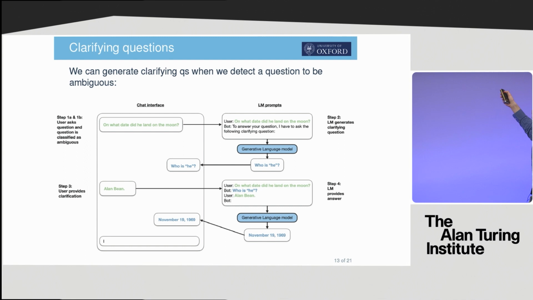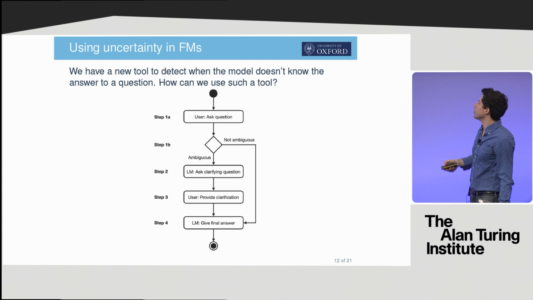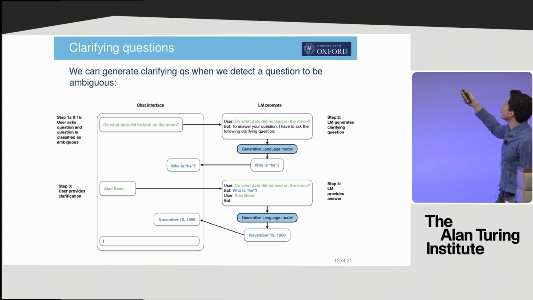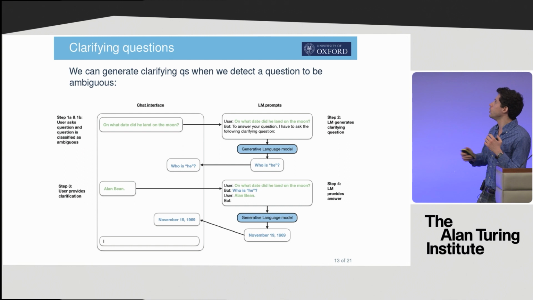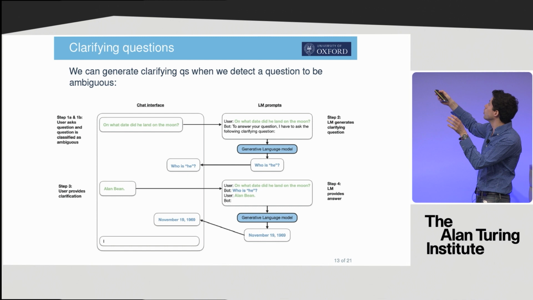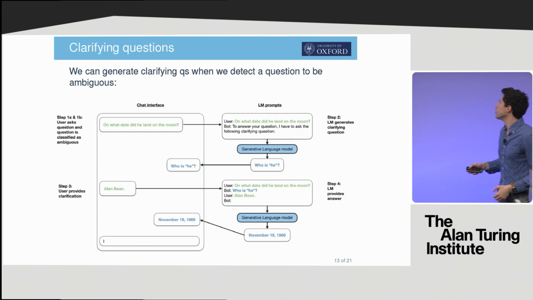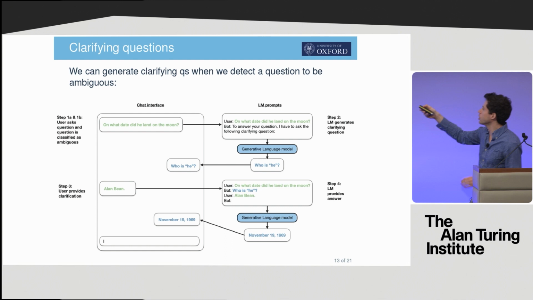Step two, the language model. After we've decided this is an ambiguous question using tools for uncertainty, what we do then is generate a clarifying question. And we can do that very simply by just manipulating some prompts. We basically say, the user said on what date he landed on the moon, but to answer this question, you need to ask the following clarifying question. And then you feed it as an input to your generative language model, which would output, who is he? And then you serve that question back to the user.